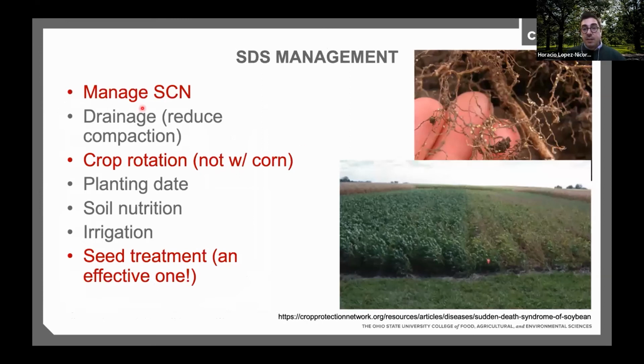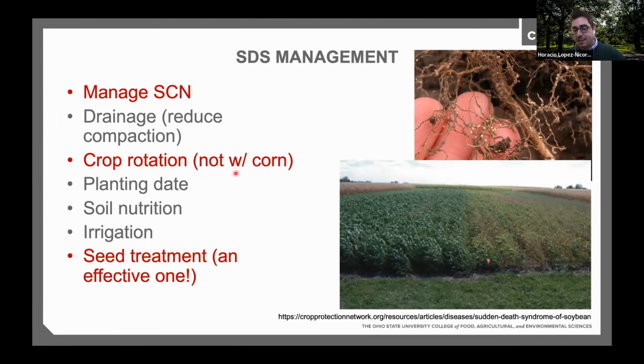Managing soybean cyst nematode will help. There is evidence out there of an interaction between these two organisms, where both become more severe when they are co-infesting the fields. Drainage will help by reducing compaction. Crop rotation is a good management practice, however, not with corn.